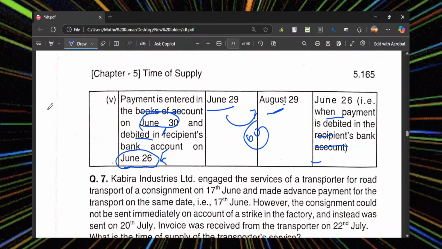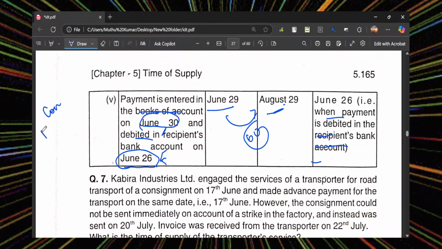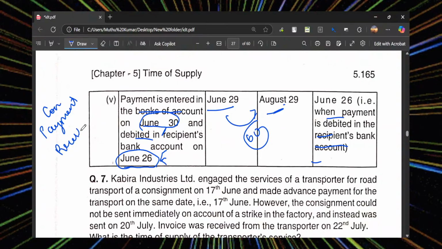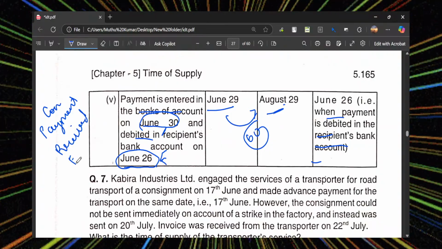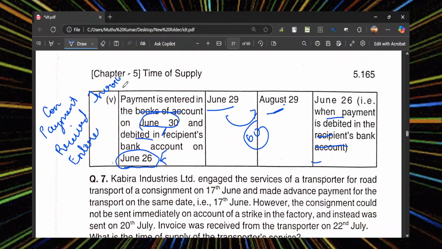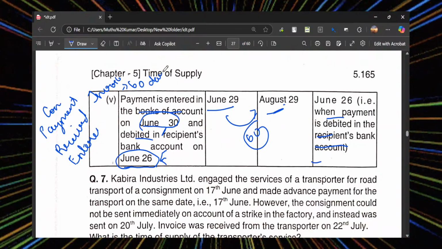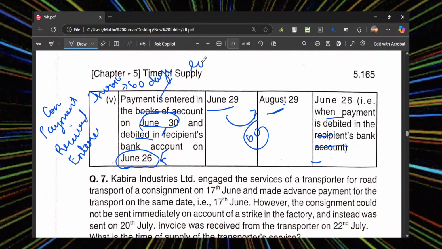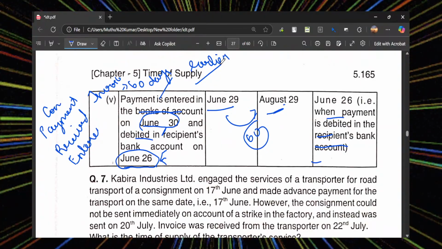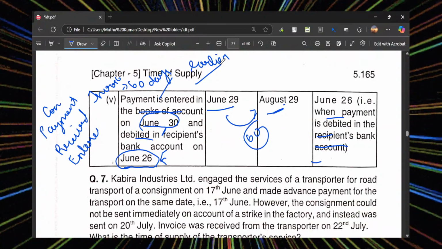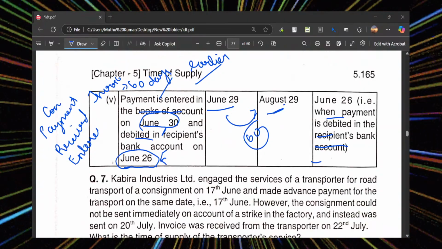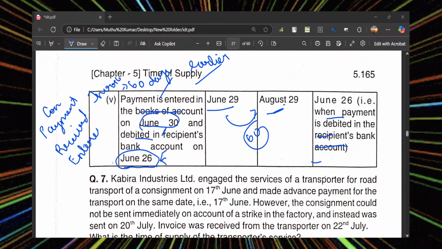So here, what is the conclusion? What we receive is payment received, or entered into the books of account, or invoice plus 60 days, whichever is earlier. So this is the rule book for this. Understand? So thank you.